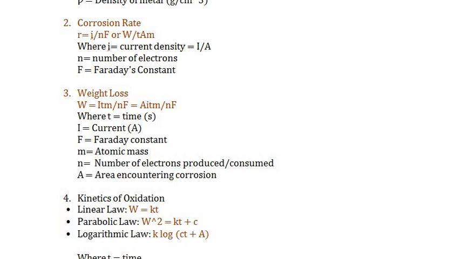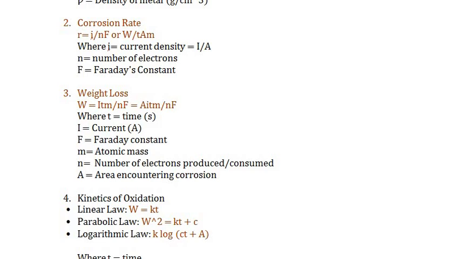There are three. Either your oxidation follows the linear law, where you have just one constant K, that's W equal to KT. Sometimes you can see this K as K subscript L to show that it's the linear law. Or it might follow the parabolic law, which calculates W square and says it's equal to KT plus C. Here we have two constants, K and C, while T is our time. And also K in this scenario can be written as K subscript P to differentiate it from the other K.